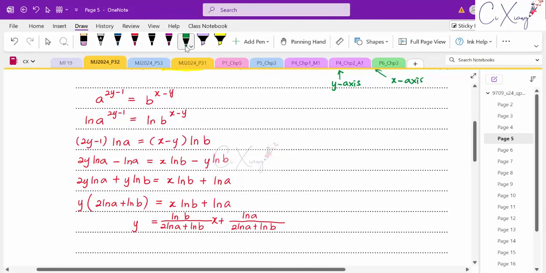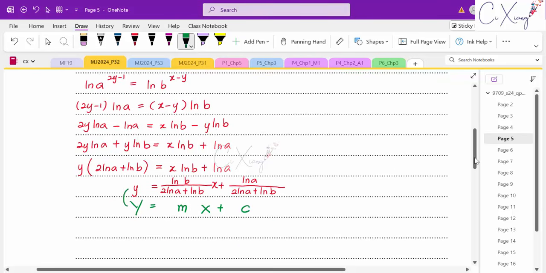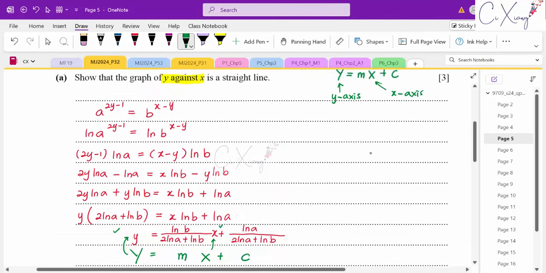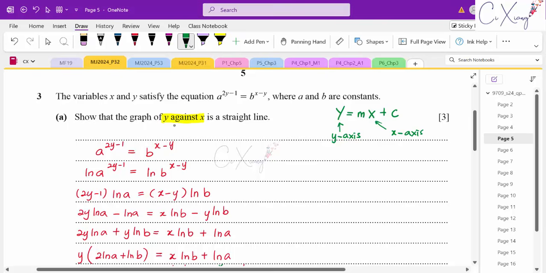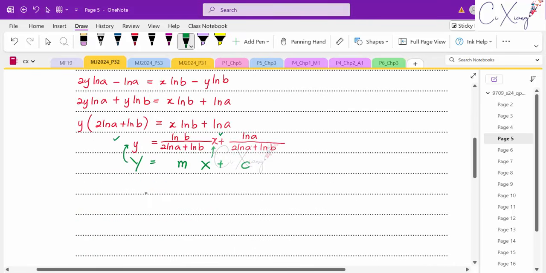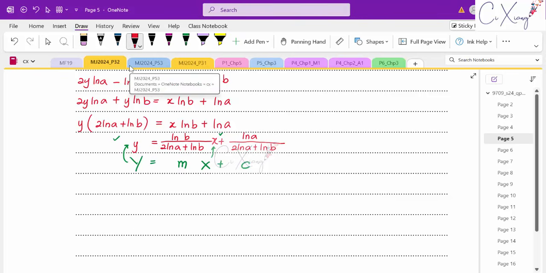And now if I try to compare my equation with the general form of the linear equation, my y-axis is the y, which is correct. My x-axis is the x, which is correct, because here they did mention y against x. That means your y-axis should be the y, your x-axis should be the x. So that means your m is equal to this one, c is equal to this one. Okay, then you can make a simple conclusion.